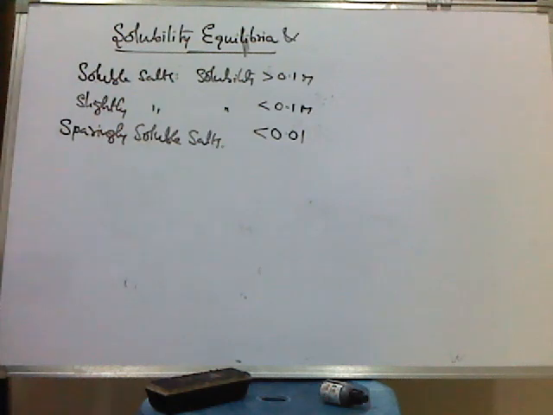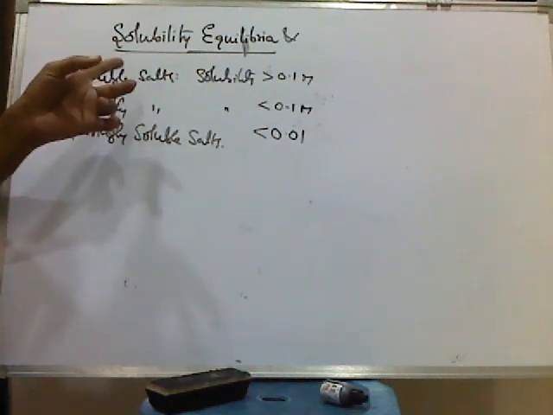So the solubility of an ionic solid depends upon lattice enthalpy and solvation enthalpy. If solvation enthalpy is more than lattice enthalpy, those salts are highly soluble. If solvation enthalpy is less than lattice enthalpy, those salts are slightly soluble.